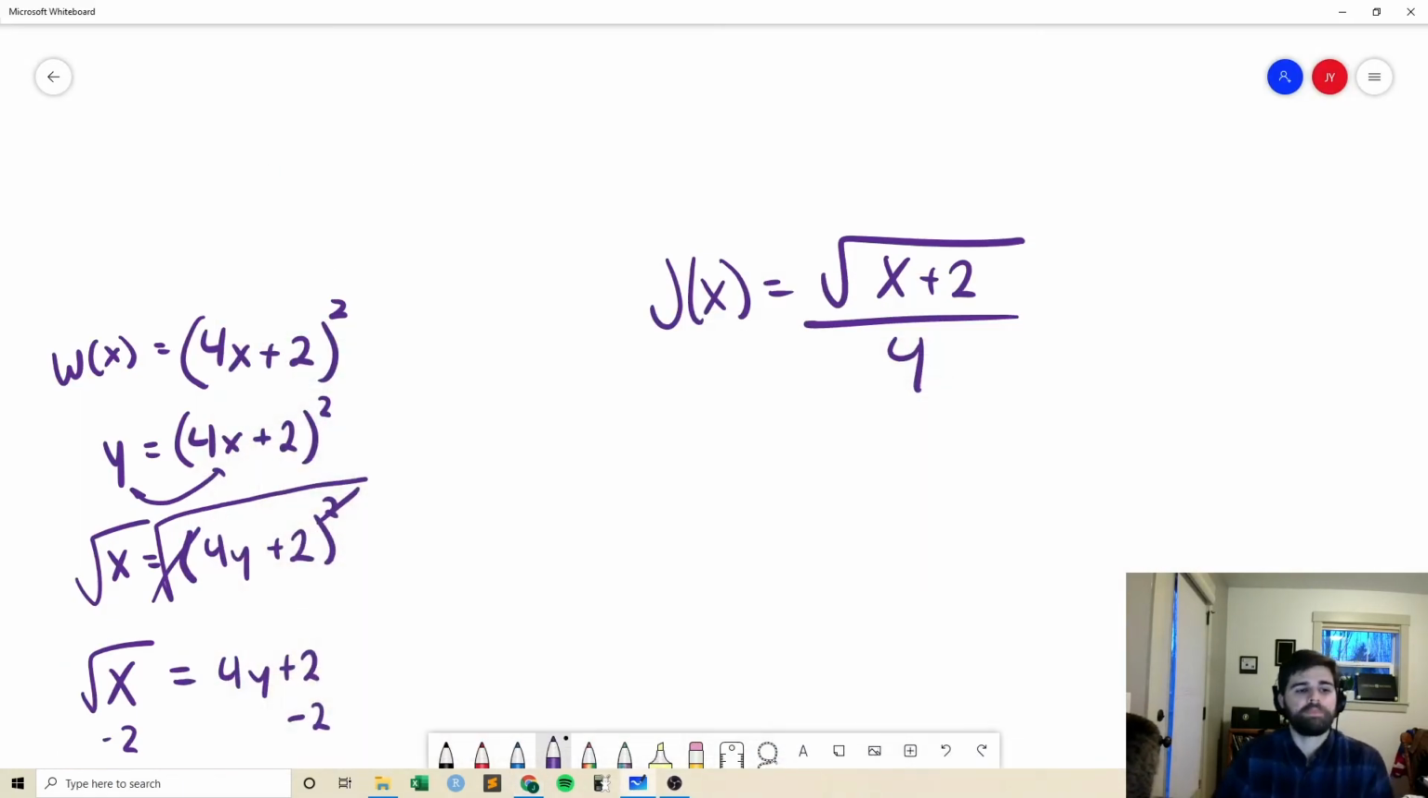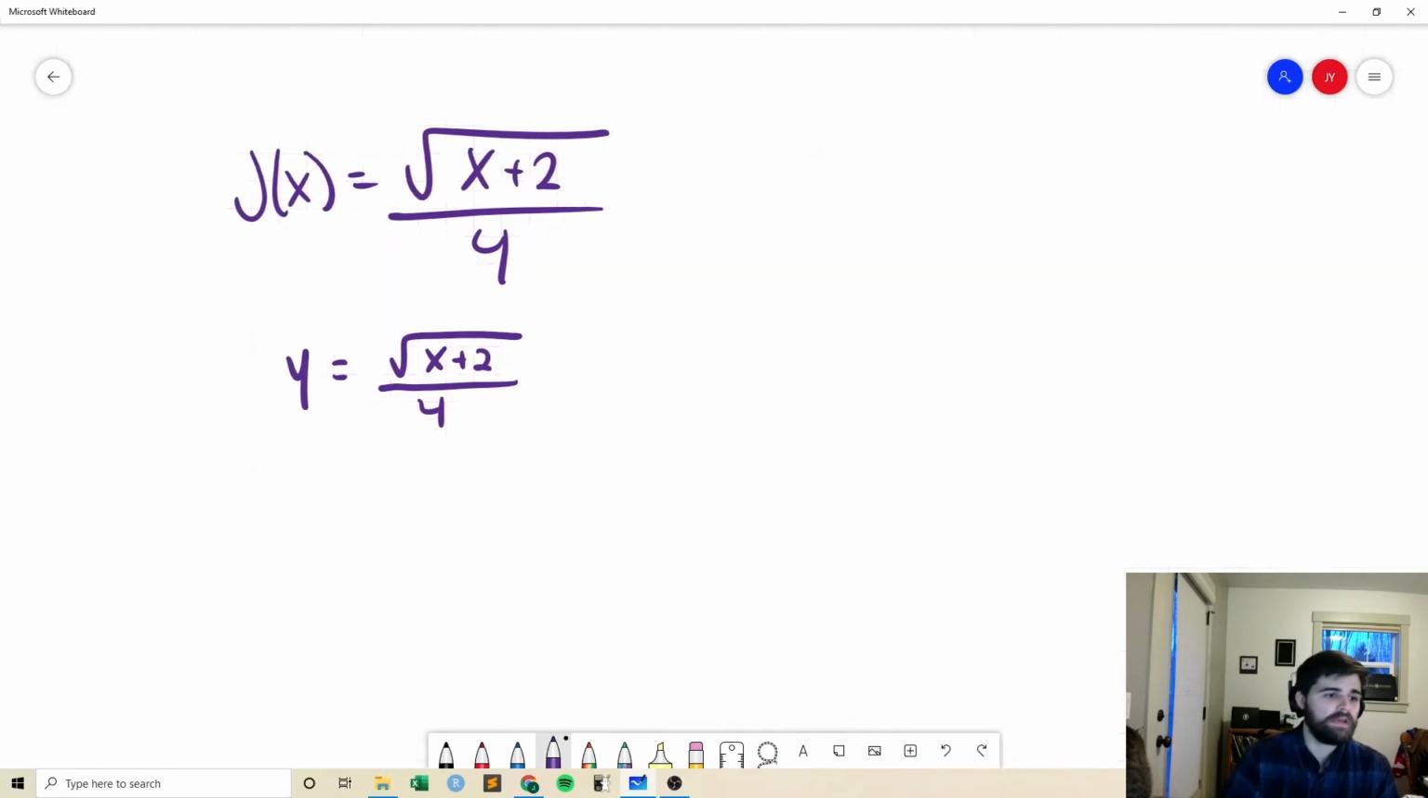Yep. Okay. So again, that j of x function notation is nice, but it's kind of hard to work with when we're going to do some algebra here. So I'm going to replace it with y, another name for our output. And then I'm going to swap out x and y. So x is equal to the square root of y plus 2 over 4. Notice the only thing changing place here is my x and y.